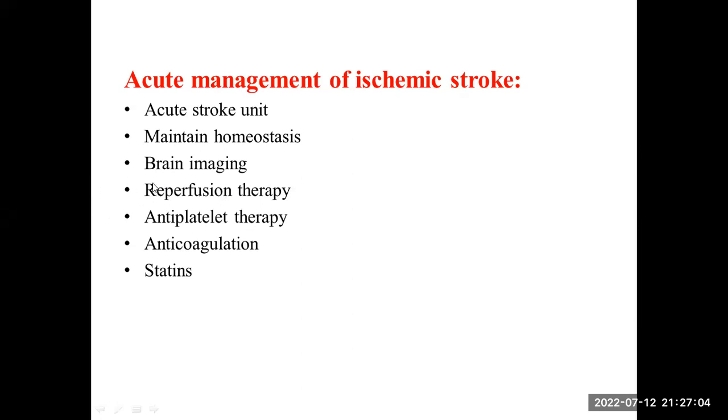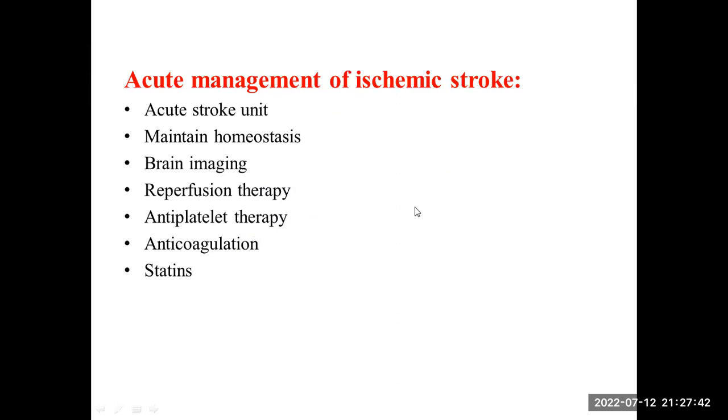Then after reperfusion therapy, another important part of the acute treatment of ischemic stroke is antiplatelet therapy. Antiplatelet therapy in general should be started immediately after excluding hemorrhagic stroke on brain CT if the patient is not a candidate for reperfusion therapy. And if you do not do reperfusion therapy and there is no hemorrhage on brain CT, then you should start antiplatelet therapy immediately. But if the patient underwent reperfusion therapy, then antiplatelet therapy should be started after 24 hours from reperfusion therapy.